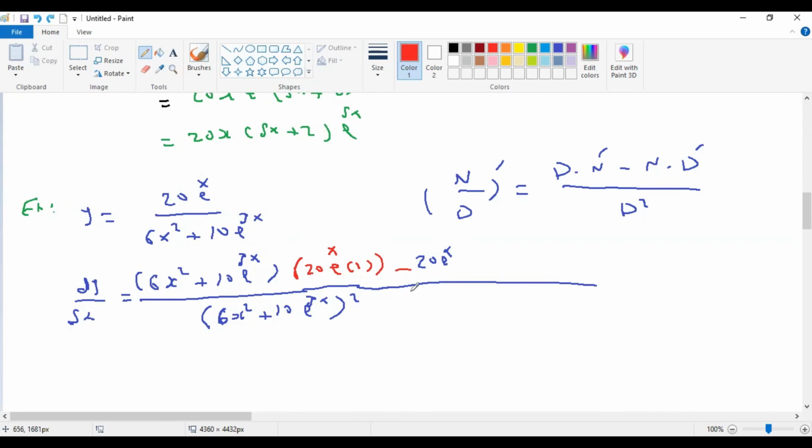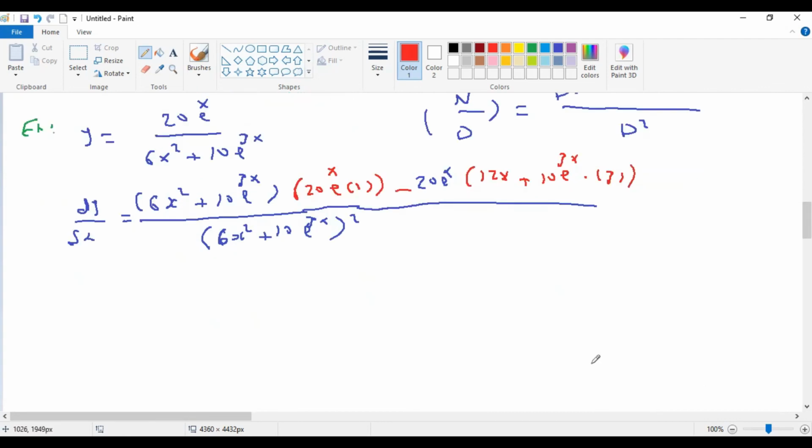So how to find the derivative of the denominator, students? Here I have 6x squared, whose derivative is 12x, and plus what? The derivative of 10e^3x, 10 is a constant, e^3x is the same e multiplied by the derivative of the power, which is 3. So students, this one can be simplified more and more. So I stop at this point.